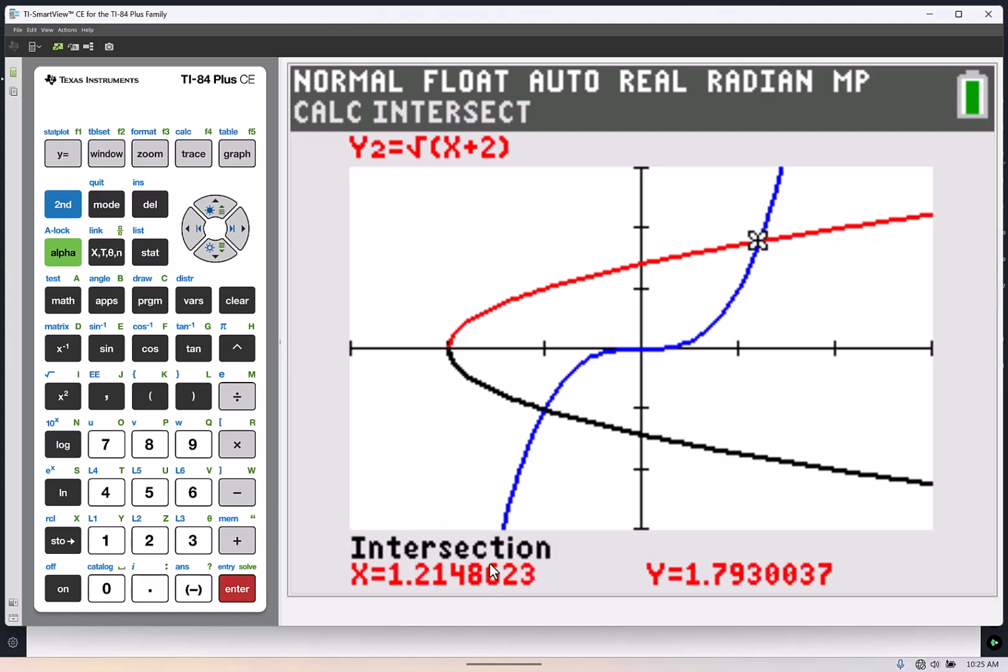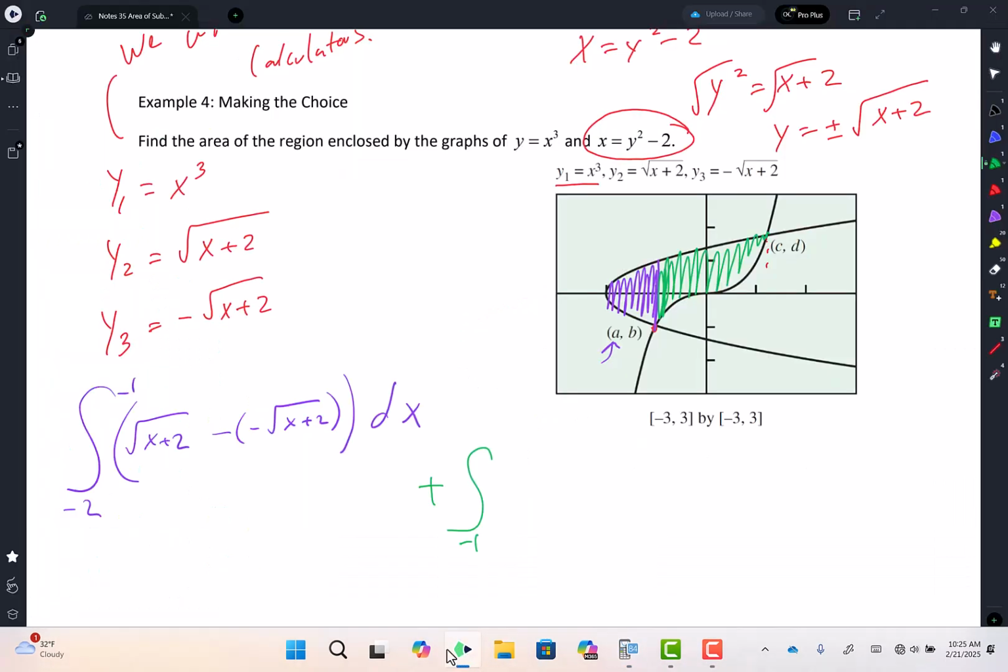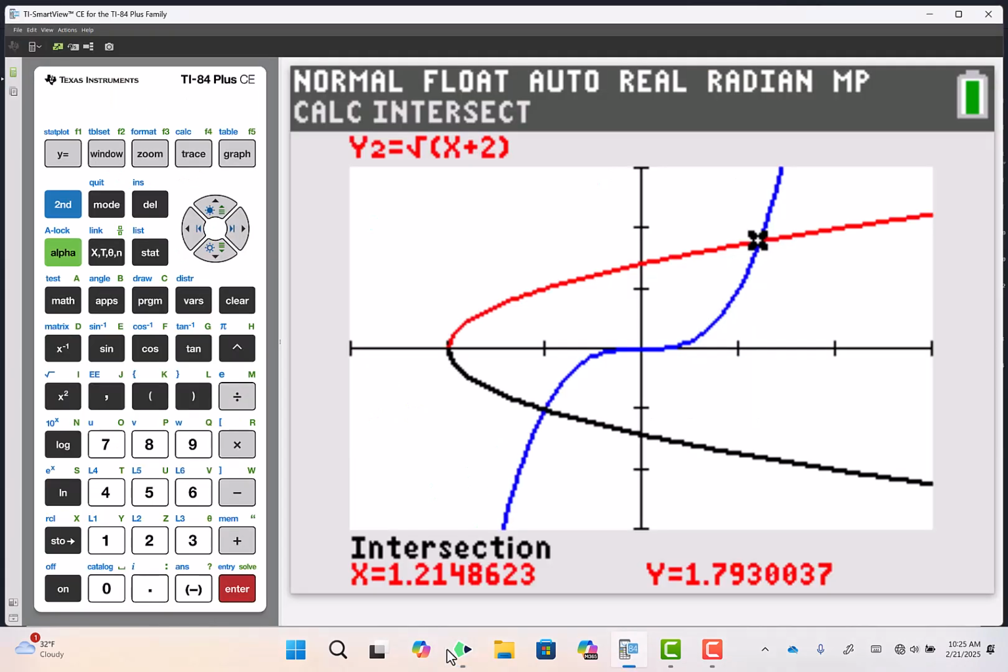1.2148. So I'm going to come to my home screen here. You see what letter they're using? So I'm going to write C here, and I'm going to define what C is. C equals, and put as many digits as possible.